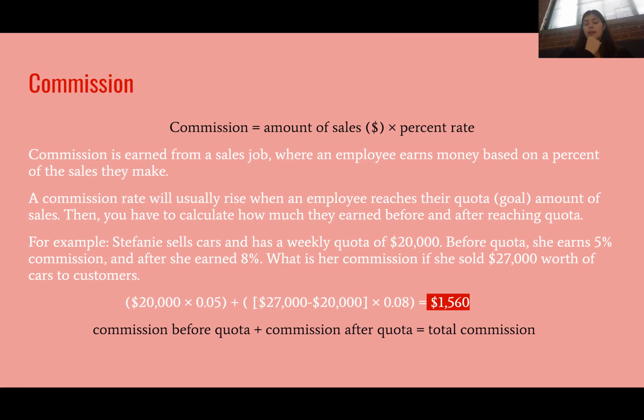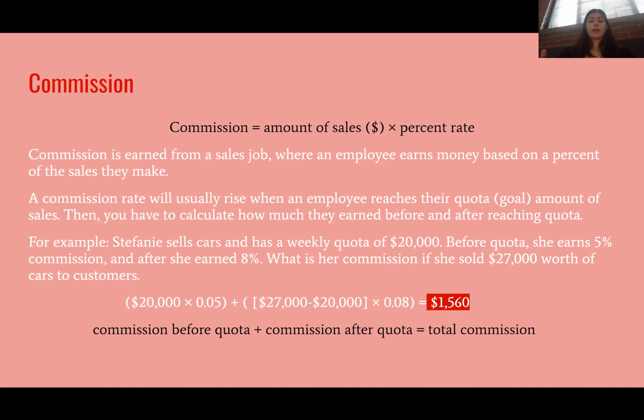So let's take a look at quota commission. All right. So commission, just in general, you get a percent of how much you sell. Now, quota commission is a little different. A commission rate will usually rise when an employee reaches their quota or goal. So a quota is a goal that you want to make. So like I said, let's say I sold a $500 pair of shoes. Let's say that my goal is to sell $600 worth of shoes to customers, right? Well, I already sold $500 worth of shoes. So now all I have to sell is another $100 to reach my $600 goal. So the goal is based on how much you are selling to customers.